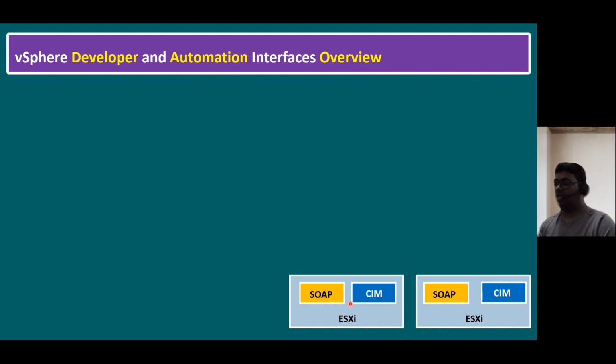For our easy understanding, I took the example of two ESXi hosts, and each ESXi host has some API interfaces. Those API interfaces are SOAP and CIM. These two are the API interfaces, and they commonly run on every ESXi host.